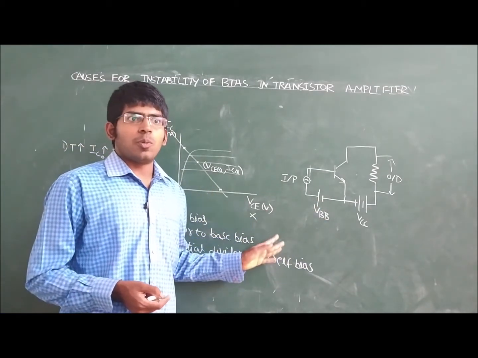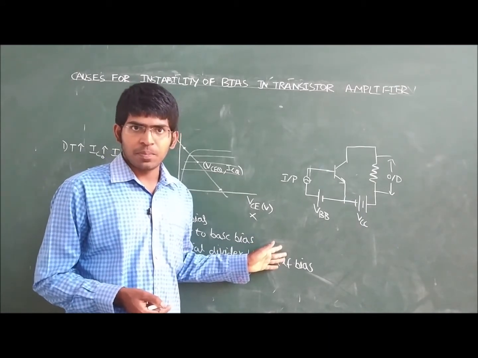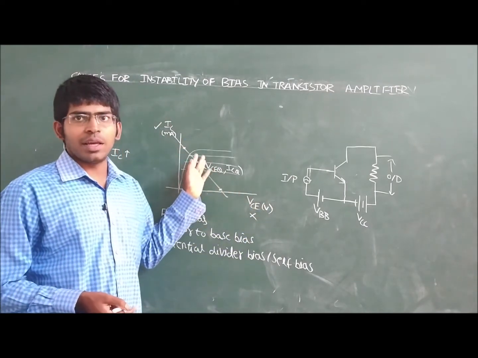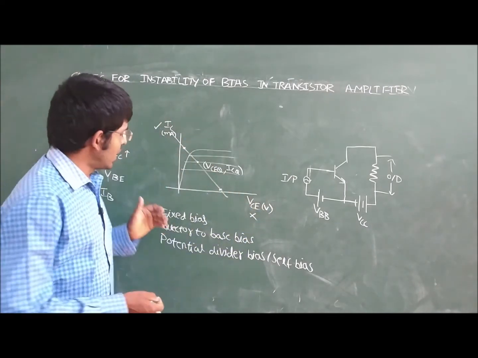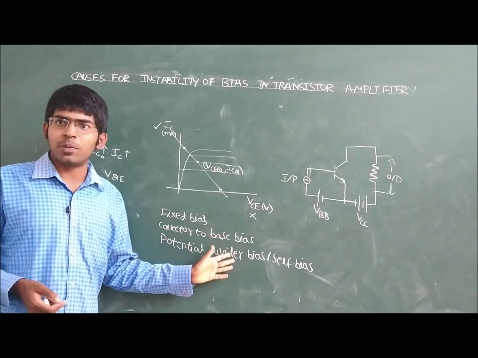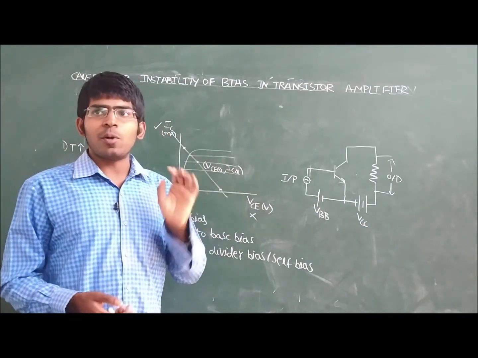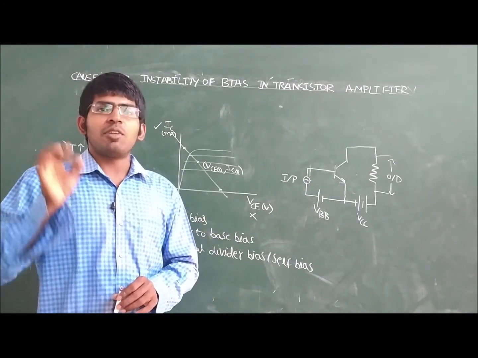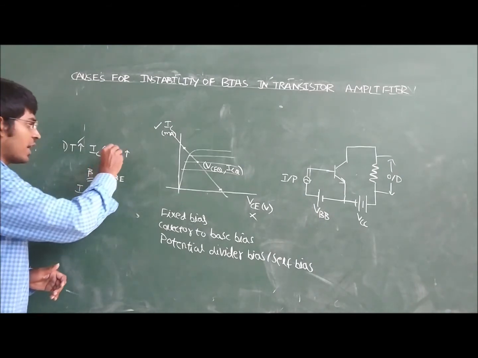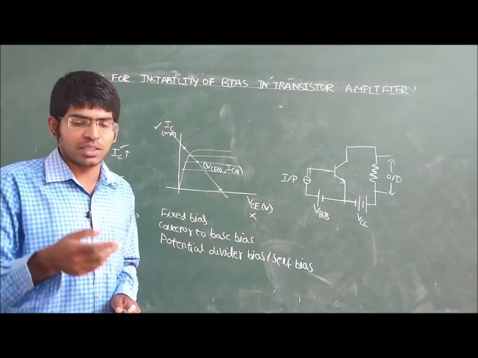We generally use the potential divider bias or universal bias or self-bias in order to make the operating point to be stable in any circumstances. Even though all these parameters are changing, when we connect the transistor in the potential divider bias, the operating point is stable. Because the operating point is stable, the transistor will amplify the signal even though the temperature is changing, even though the IC is changing, even though the beta is changing, irrespective of these instabilities. That we will discuss later.